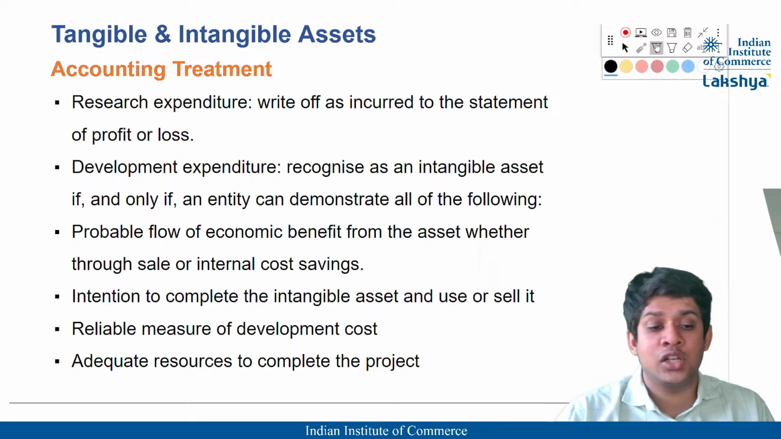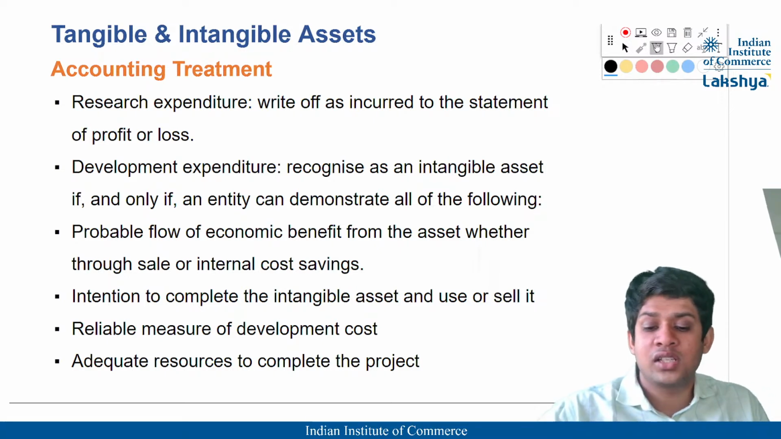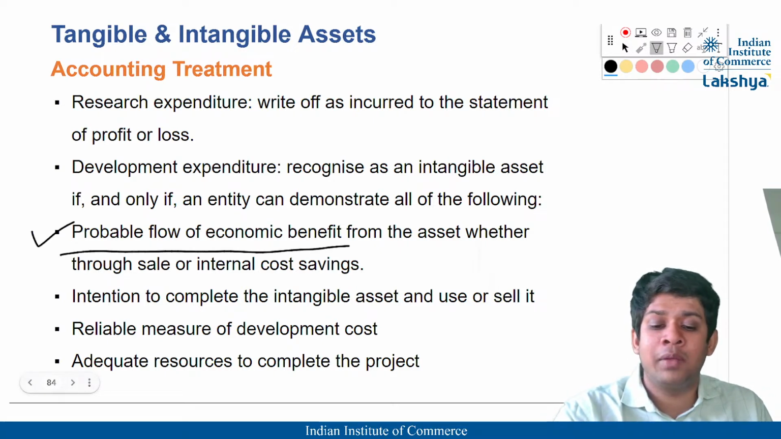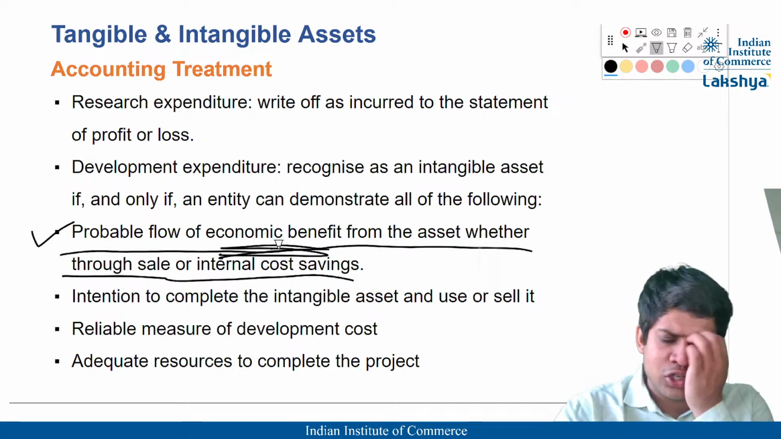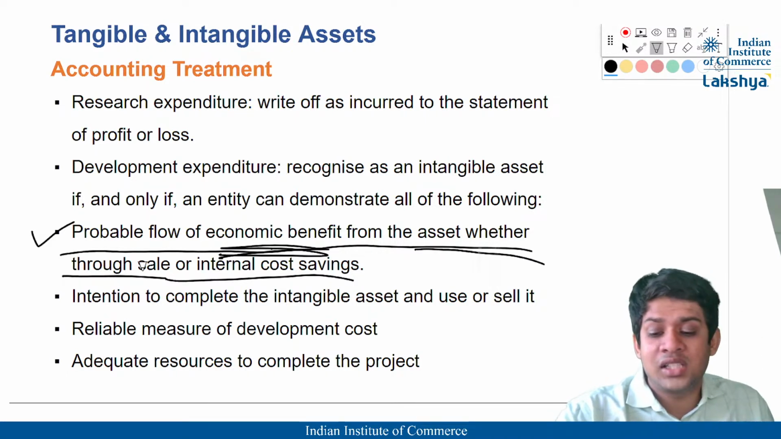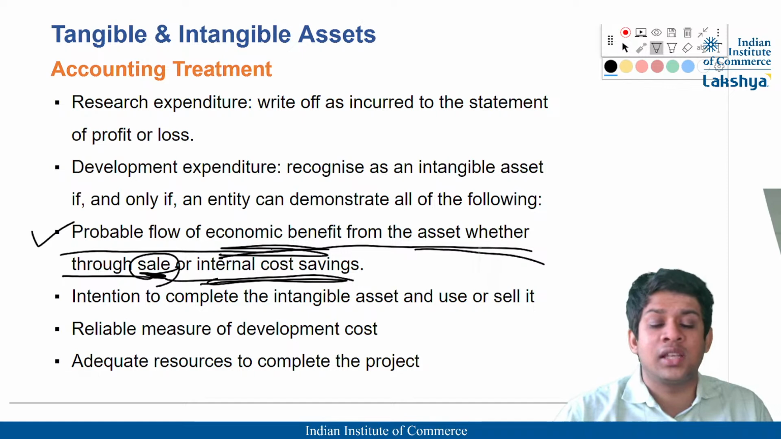Now let us see what the conditions are for demonstrating whether you have reached the development stage or not. Firstly, probable flow of economic benefits from the asset, whether through sale or internal cost savings. Maybe I'm constructing a new machine, for which I'm at the development stage. So the costs should be recoverable, correct? The economic benefit should be generated, and how? Either from the sale, maybe I will sell the machinery and generate economic benefits, or through internal cost savings, right? So that is also a probable flow of economic benefits.